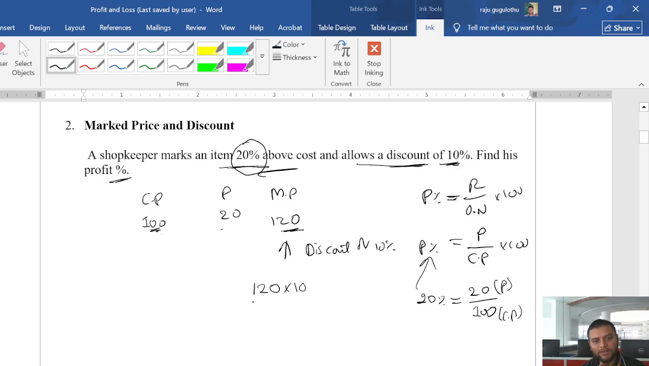That is 120 into 10 by 100. It is actually 12, guys. This is 10% of 120. So from the market price of 120, they are removing this 10%. So selling price will be, give me a second.